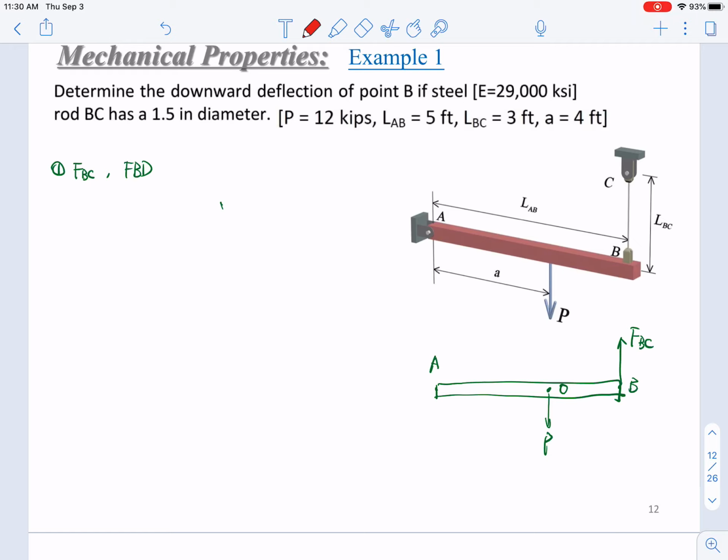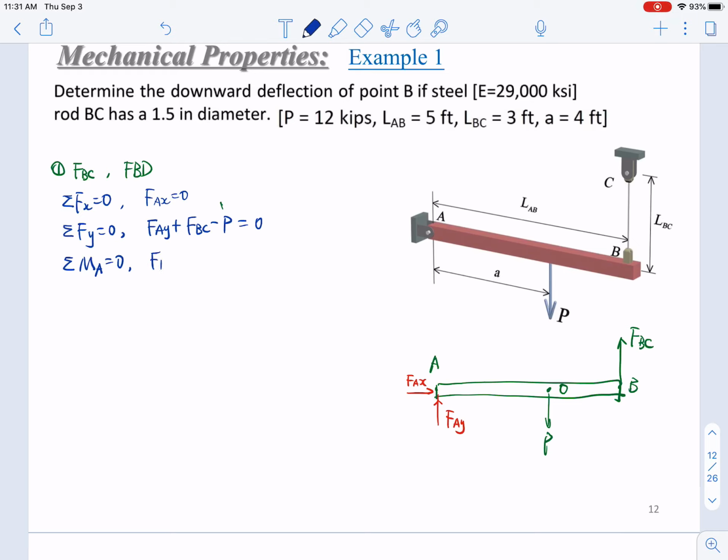At point A, it's a pin support, so we can add FAX and FAY. Based on this, we can list several equilibrium equations. Sum Fx equals 0, we got FAX equals 0. Sum Fy equals 0, so we have FAY plus FBC minus P equals 0. And we have the third equation, sum M about point A equals 0.